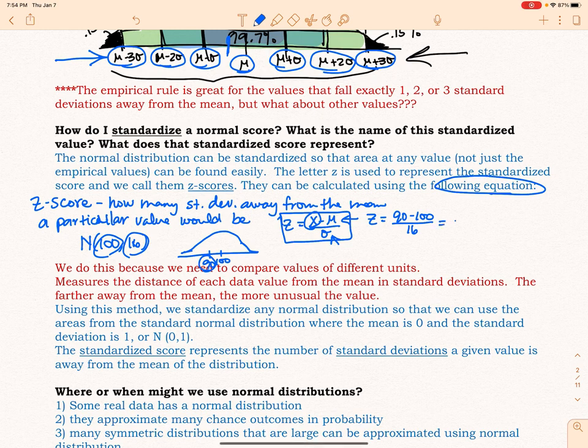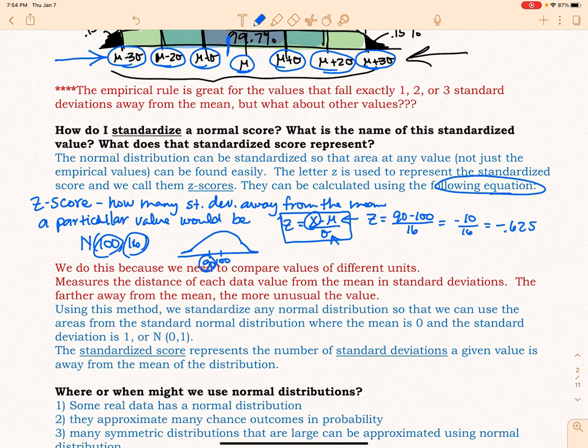And then when I find this, I get negative 10 over 16, which the decimal for that would be negative 0.625. All right, 2 things you need to notice here. It's okay to get a negative, and it makes sense because 90 is below the mean. All of your z-scores below or to the left of the mean are negative.